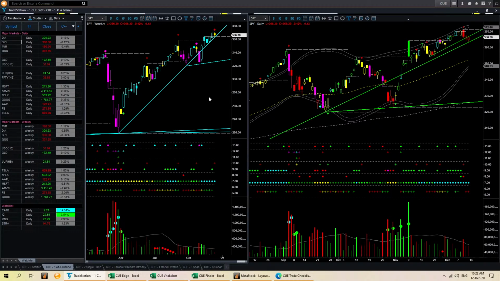Let's start with the USA market study. S&P 500 index, SPY, weekly indecisive shape, indecisive neutral color, supported by memory trend line. Daily in clear uptrend, just like the weekly, supported by memory trend line.